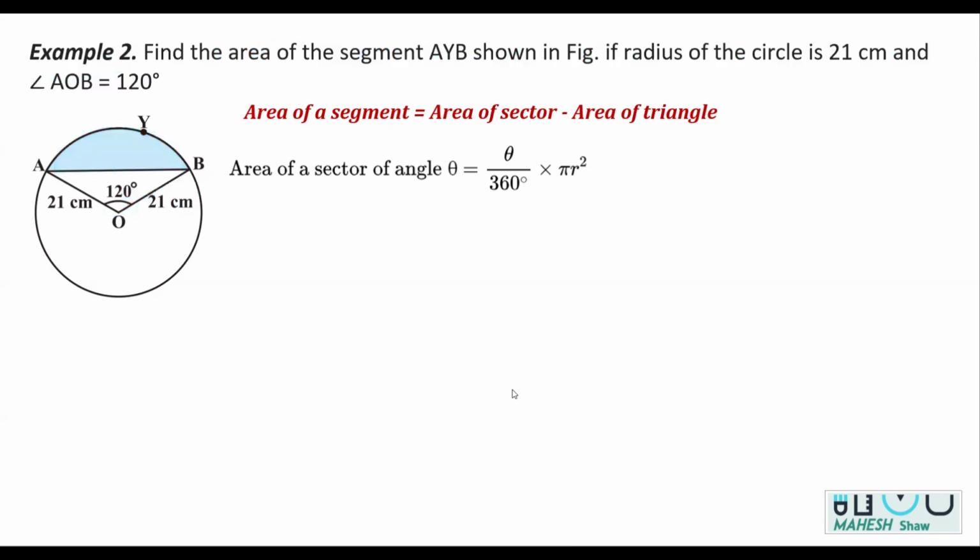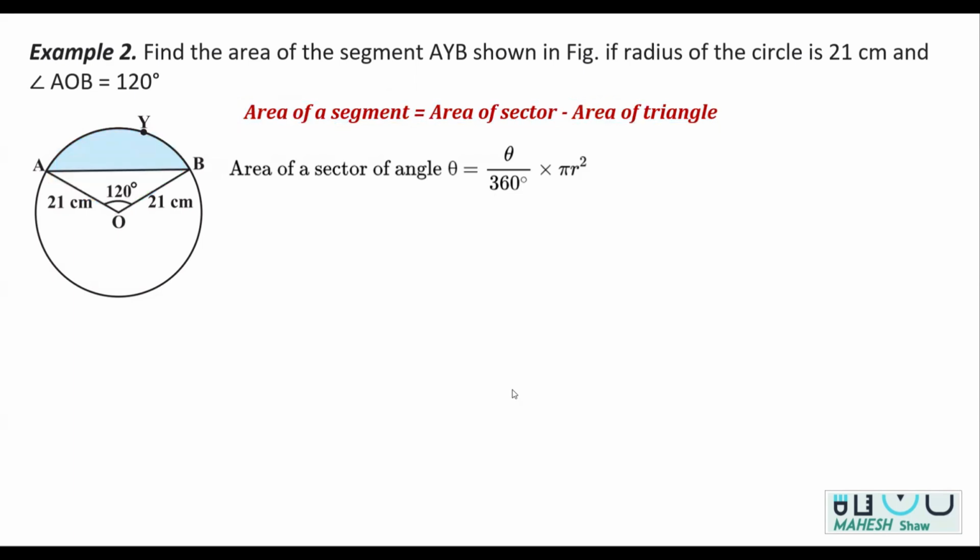Now, what we know from the formula is that the area of this segment is equal to the area of this sector minus the area of the triangle. That means from this sector, if we subtract the area of this triangle, and if I remove this, we are going to get the area of this segment. So that is what we are going to do.